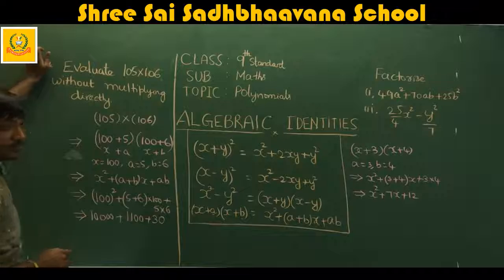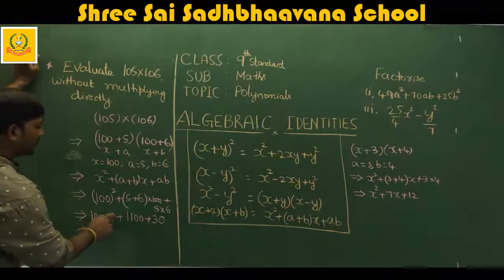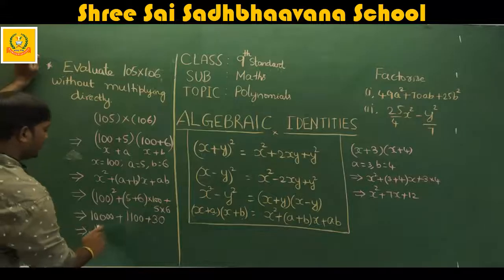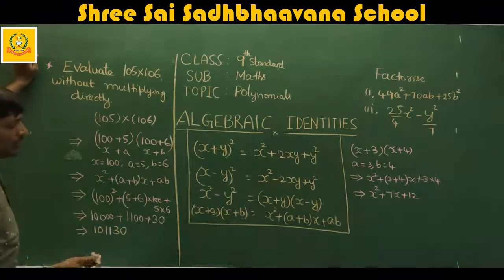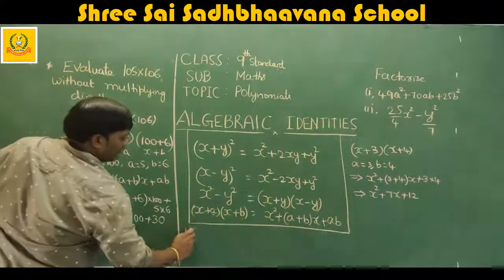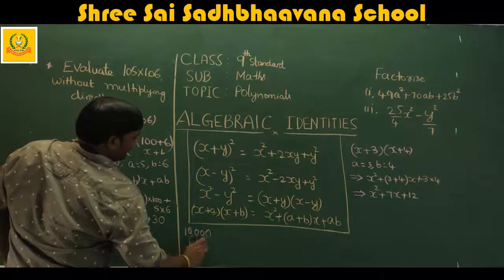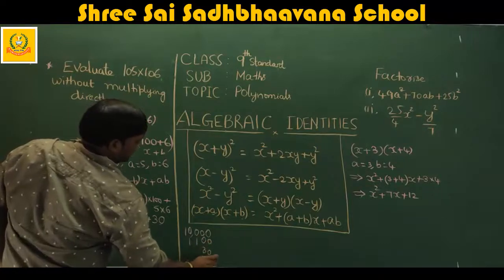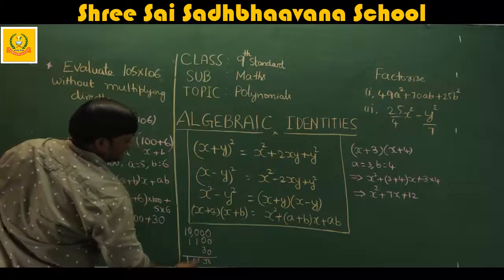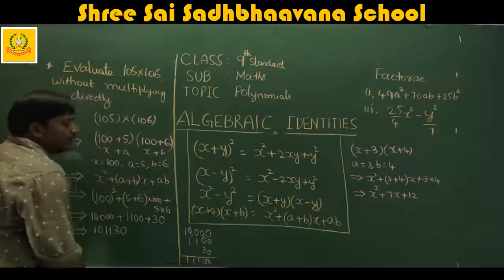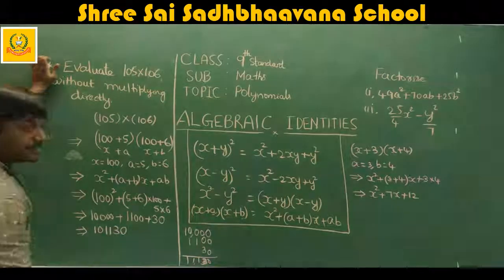Got it? So now you add it, what do you get? 10,000 plus 1130. Isn't it? You want me to add it and show? I hope you can understand the addition. 10,000 plus 1130, which is 11,130. Okay, you got it.